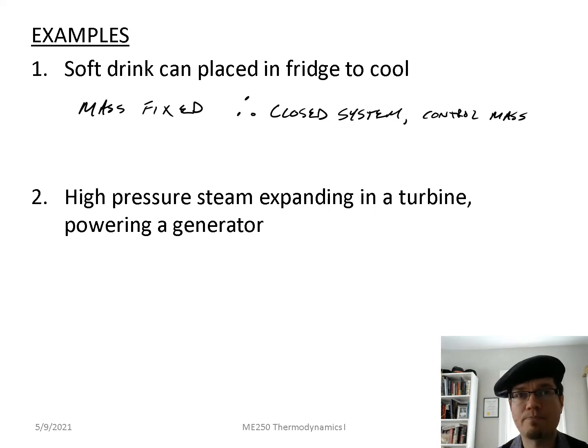Another example. High pressure steam going through a turbine, powering a generator. So basically the quintessential way that we all get electricity. Almost every process, or most processes, eventually come down to you've heated up some water to steam and you put it through a turbine. Well, in this case, we have mass, the steam, flowing through a device.